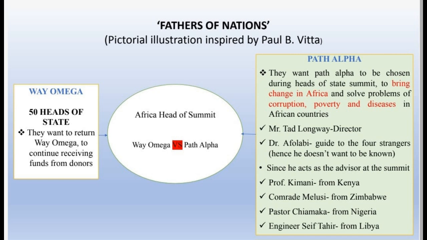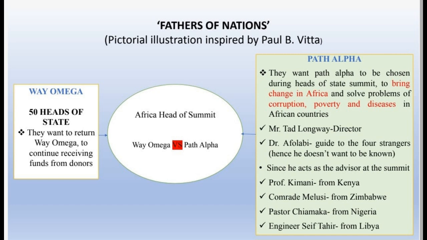Now, we find that Dr. Afolabi plays a very major role because he is the one who helps these four strangers come to the summit to present their strategy, Path Alpha. Without him, Path Alpha cannot win the day. With him, people are able to see that Path Alpha is a strategy that is better compared to Way Omega.